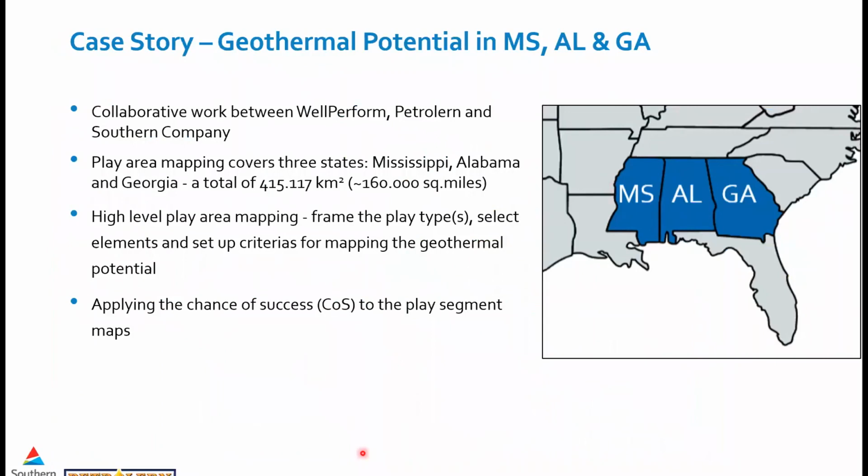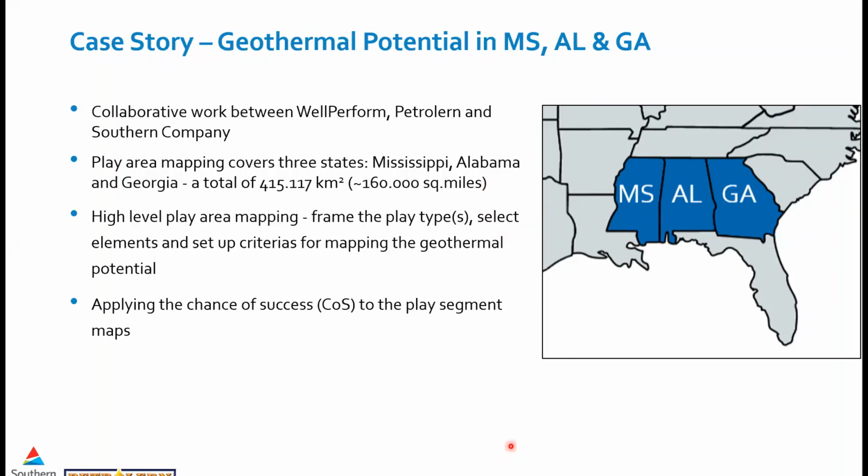This case story, mapping the geothermal potential in Mississippi, Alabama, and Georgia, is a collaborative work between Well-Perform, Petrolern, and Southern Company. The play area covers 3 states, as you can see here on your right hand. It has been quite a large area to cover, more than 400,000 square kilometers. Sorry, I will be using SI units, but on all the slides you will find miles, Fahrenheit and feet also.